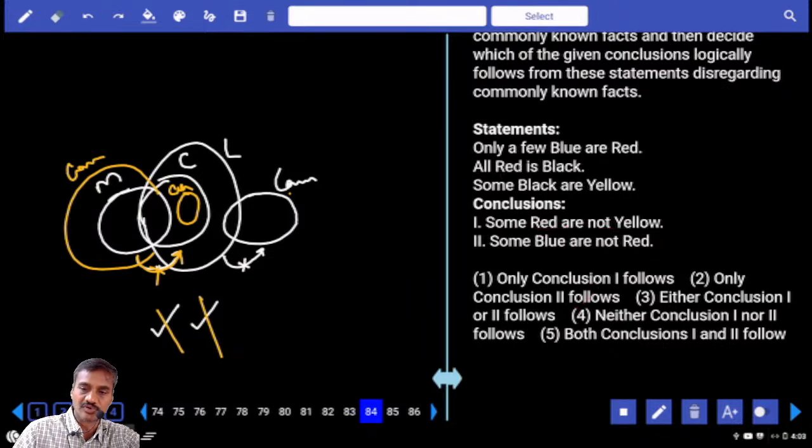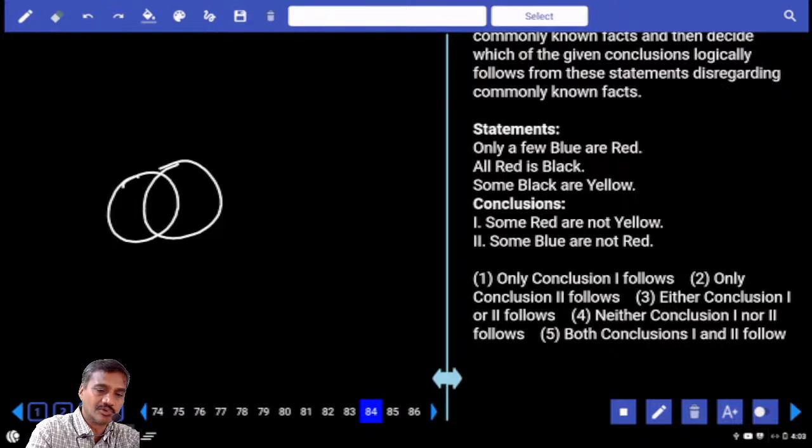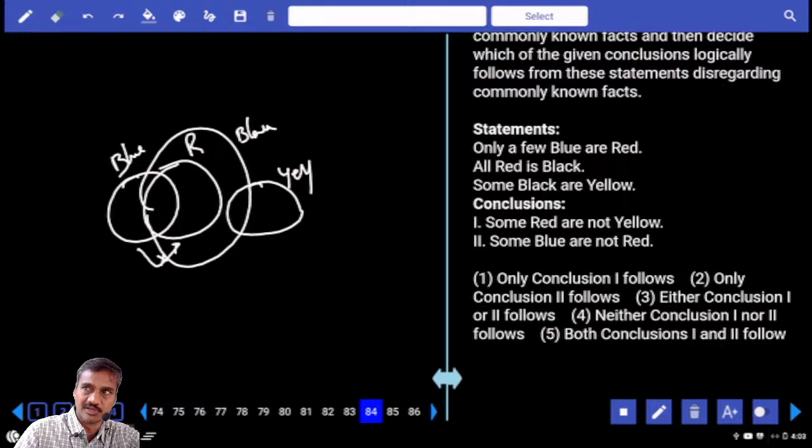The next one, 84. Only a few blue are red. Only some of the blue are red but not all. Isn't it? Only some blue are red but not all. And all red is black. This entire red is a part of this black. And some black are yellow. Intersection between black and yellow.